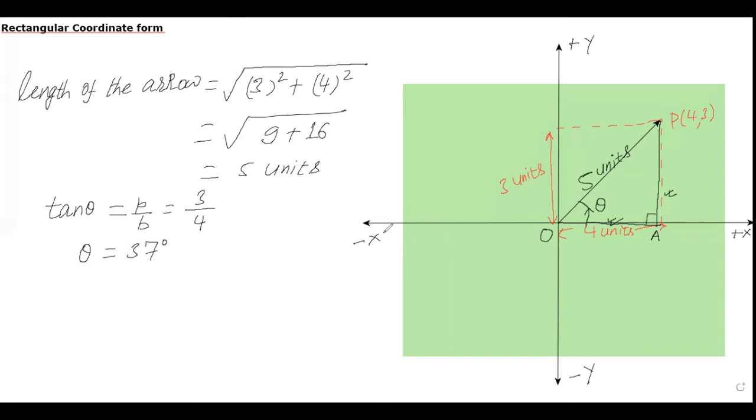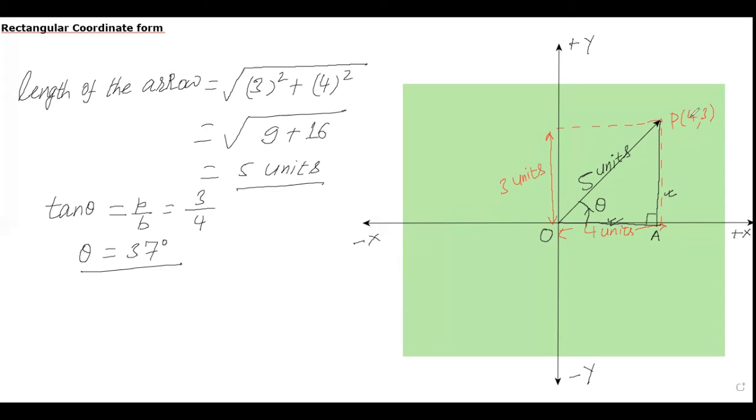So we have calculated the orientation of the arrow as well, just by knowing the coordinates of the head of the arrow. It means if you know the coordinates of the head of the arrow, you can find its length, you can find its orientation with respect to the standard reference line, which is the positive x-axis. So it is possible to use this method to represent a vector. And this is what we call rectangular coordinate form.